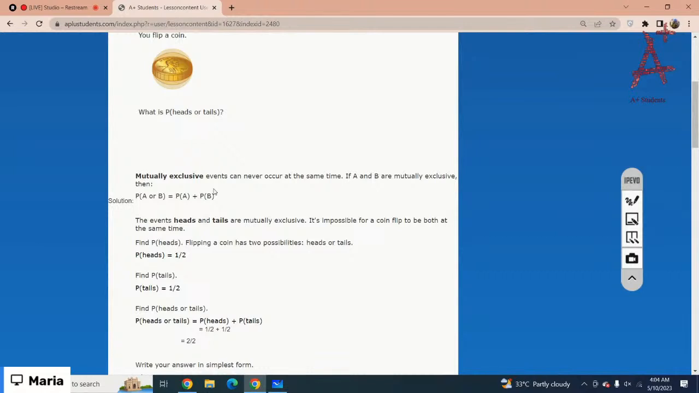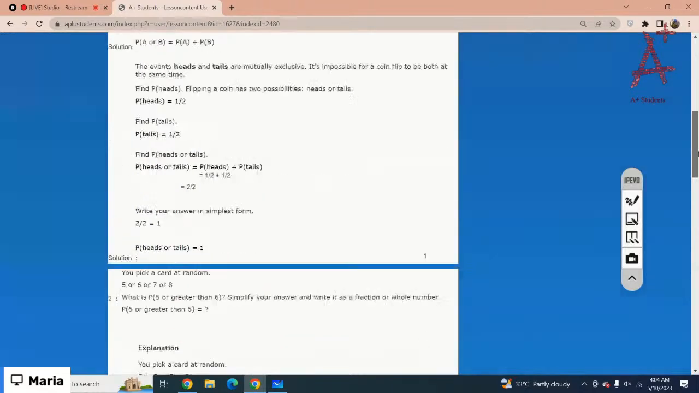Got it? So probability of head is 1 over 2. The total outcomes are 2. So probability of head is 1 over 2, and probability of tail is 1 over 2. You just have to add 1 by 2 plus 1 by 2. It makes 2 by 2, and when you simplify, the probability is 1. Got it?